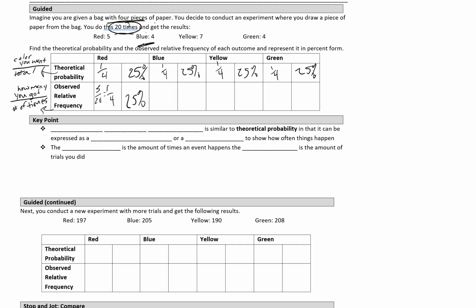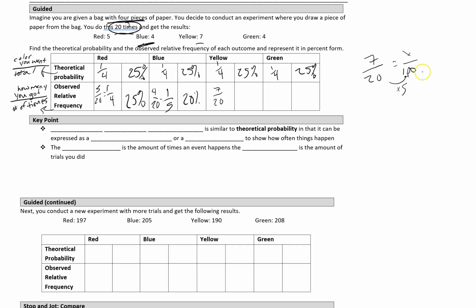Blue, we have 4 out of 20. Again, we have to simplify, divide by 4. We get 1/5, which is like 20%. For yellow, we had 7 out of 20. This one's a little more difficult to make a percent, so what you can think about is 7 out of 20 equals x out of 100.